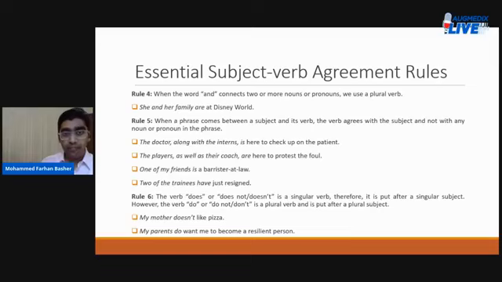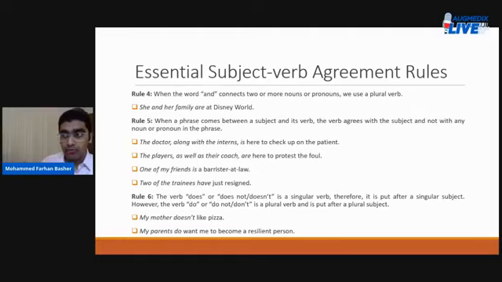Okay. Rule number 5. What do we have with rule number 5? When a phrase, now this is important, please pay attention to this. When a phrase comes between a subject and its verb, the verb agrees with the subject, not with any noun or pronoun in the phrase, right? Now, many a time you will find that you have your noun or your subject first, and immediately follows another phrase before the verb is put. Let's take a look at the example over here.